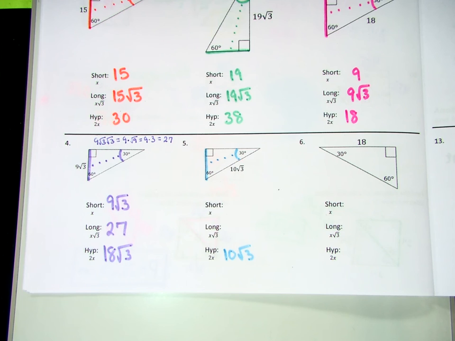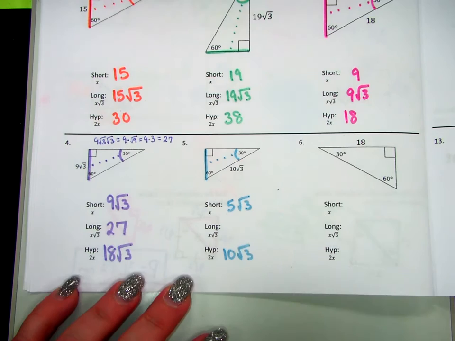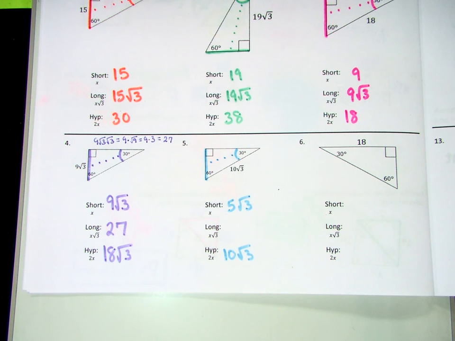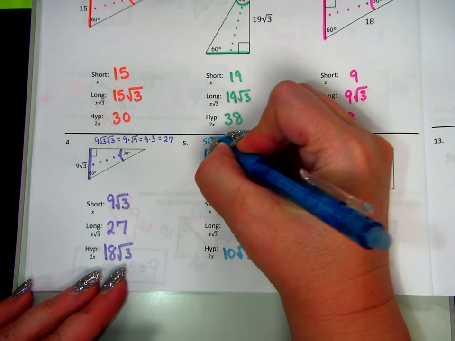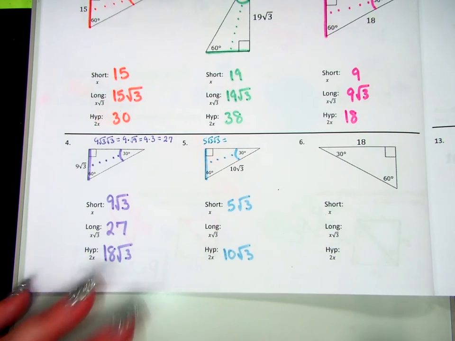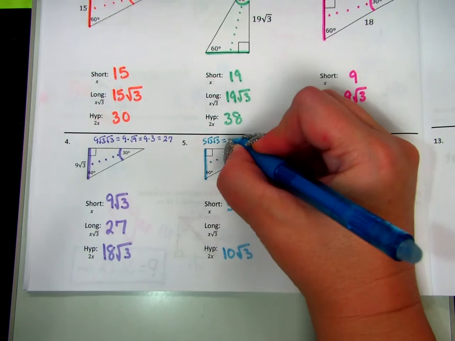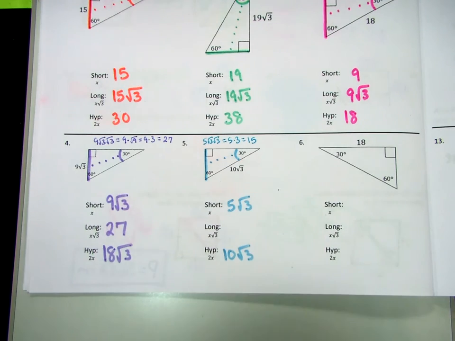I have to find my short leg first. If my hypotenuse is 10 square roots of 3, what did I double to get to 10? 5. So my short leg is 5 square roots of 3. If my short leg is 5 square roots of 3, then my long leg is 5 square roots of 3 times square root of 3, which we know is really just 5 times 3, which is 15.